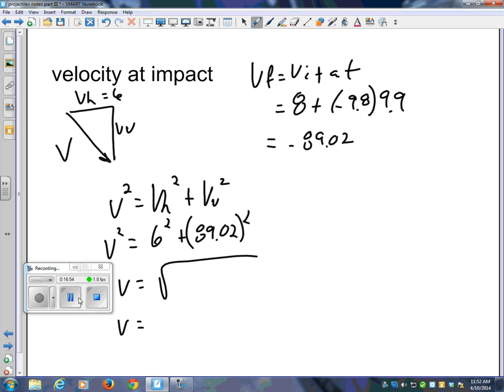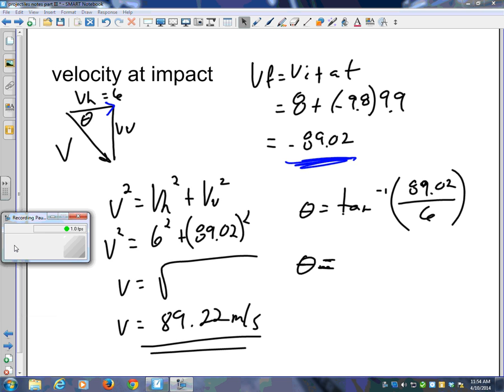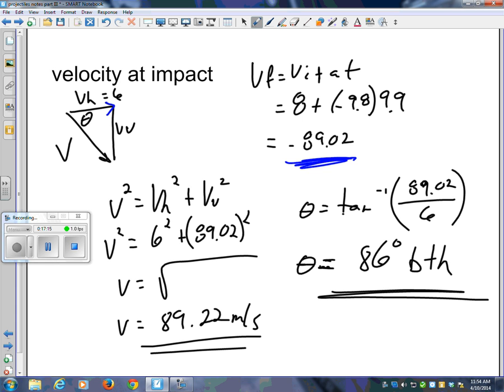Someone's going to have to work that out for me. All right, when you find the angle, it's second function tan, 89.02 divided by 6. 86 degrees. That sounds about right. 86 degrees, and how do we call that? What's below the horizon? BTH. Sounds like a sandwich.